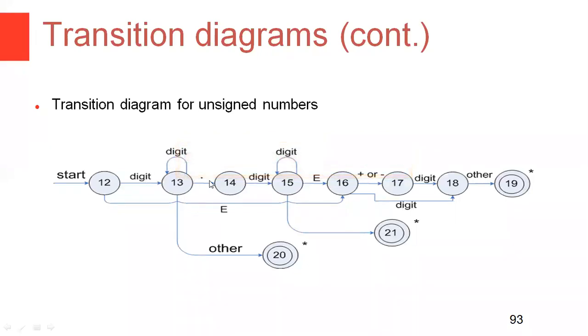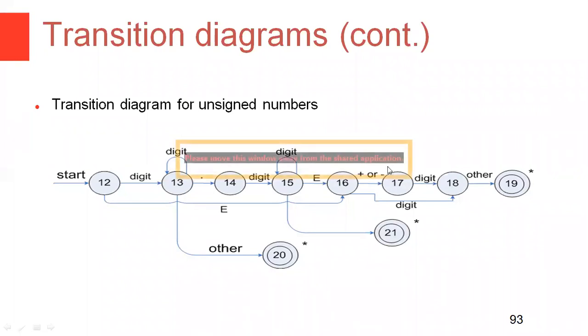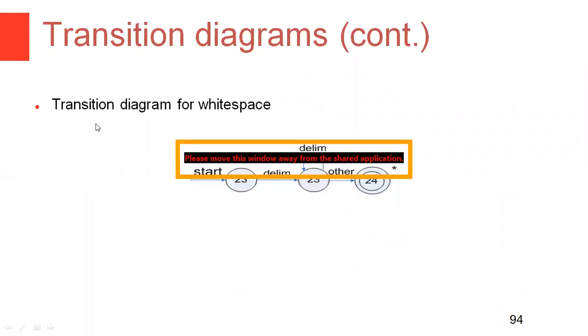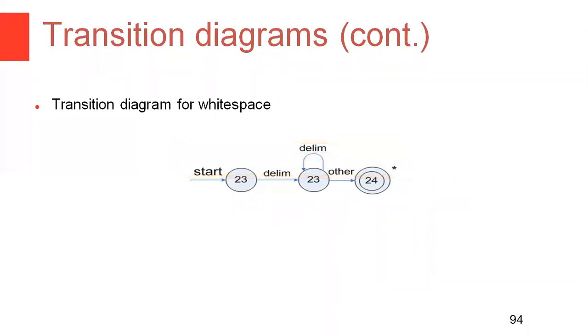So digit dot digit expression plus or minus digit. So we are specifying others, that means question mark. Okay. So this is the transition diagram for unsigned number. And what is the transition diagram for white spaces? So we are having delimiters. That means new line and blank space, those are the white spaces, right? So this is the transition diagram.